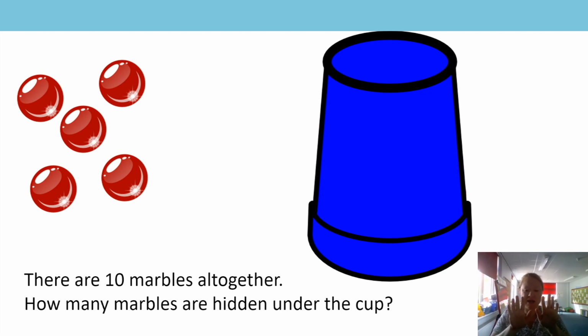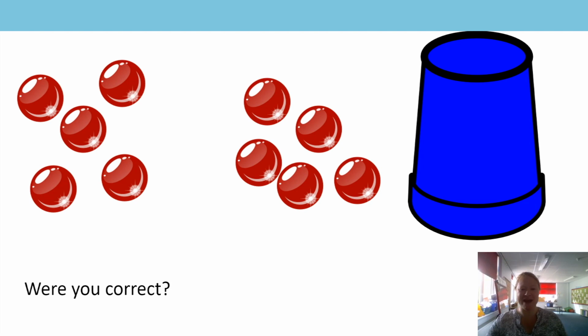Shall we try? So if there are 5 outside the cup, what must be under the cup? Do you think you know? If there's 5 outside of the cup, there must be 5 under the cup. Well done. Shall we check? Were you correct? I bet you were. Well done, everyone.